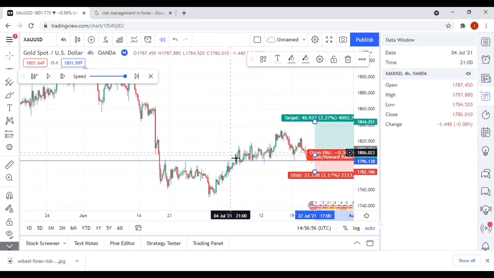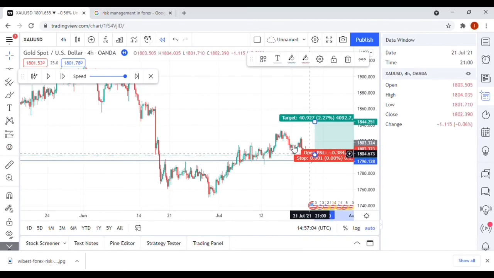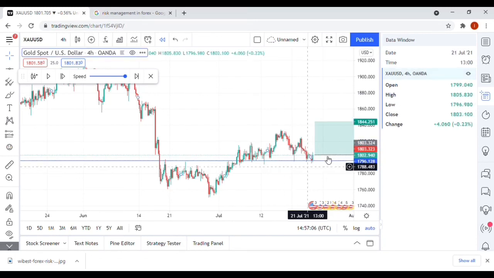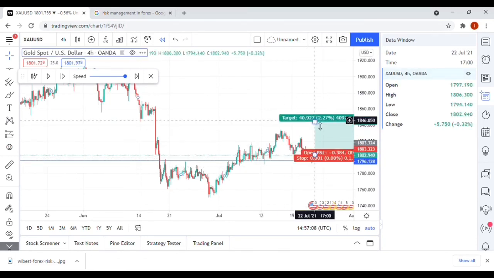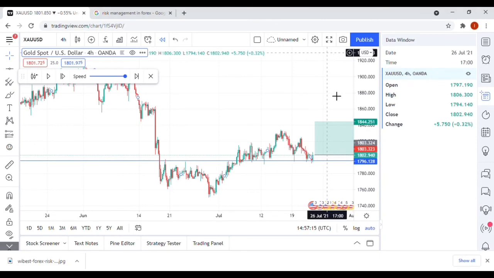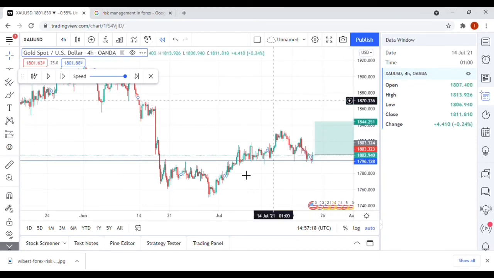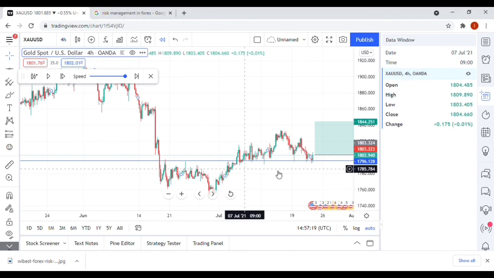Or if price hits a certain target, I'll just move my stop to break even. Now I know that I stand to lose nothing. If price comes back in this area, it will just stop me out and I will have lost nothing. But if it continues in my direction, it means I would be gaining more from this trade. So that's basically how I implement my risk to reward ratio in my forex trading.